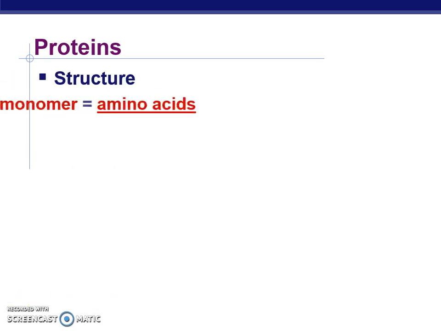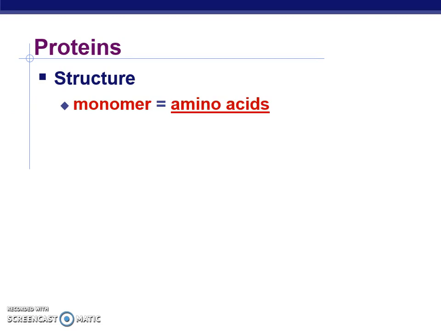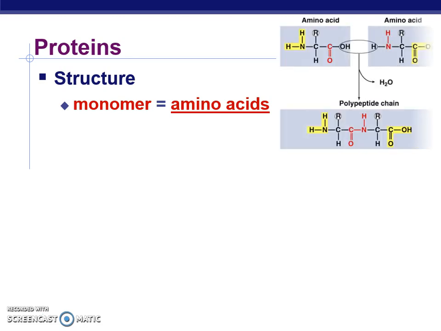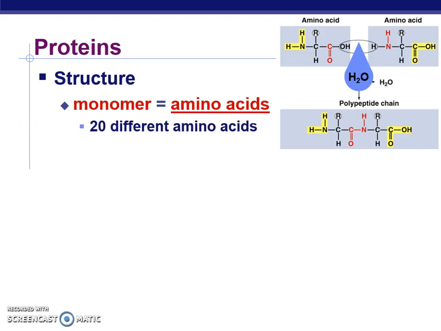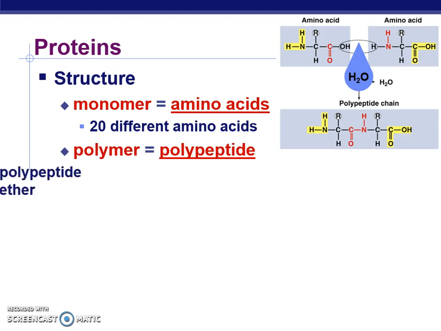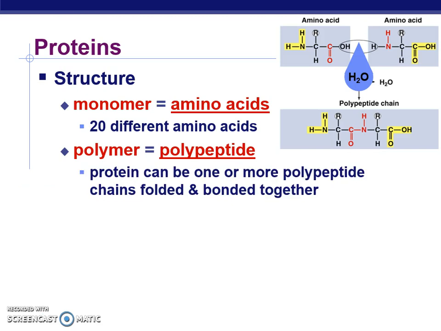So when we look at their structure, the monomer, so proteins are polymers. They're made up of long chains of amino acids. And those amino acids get put together to form this polypeptide chain. There's 20 amino acids, so 20 ingredients that are found in proteins. So the monomer is the amino acid. The polymer is a polypeptide. So that's basically a long chain of amino acids.